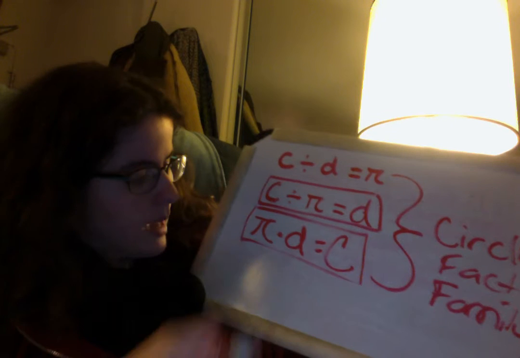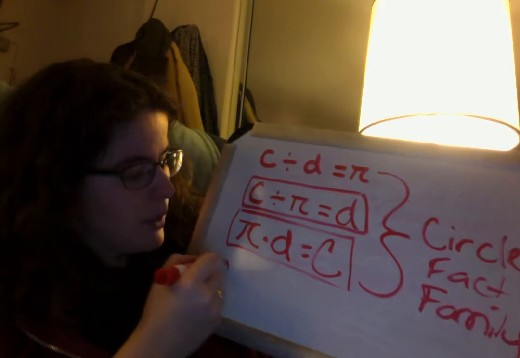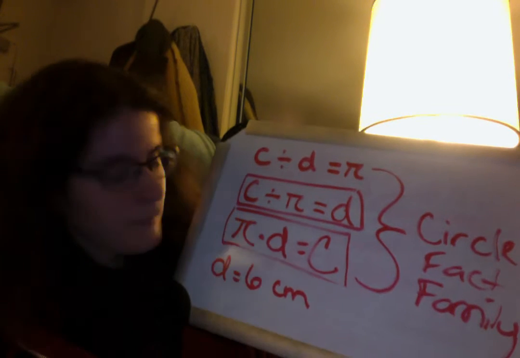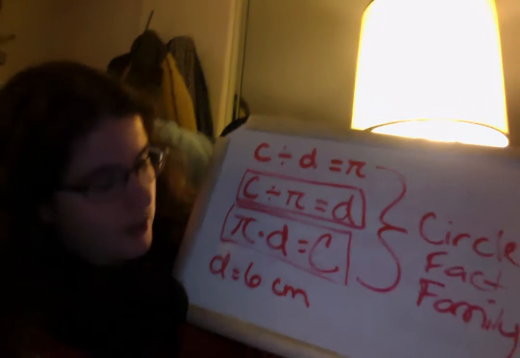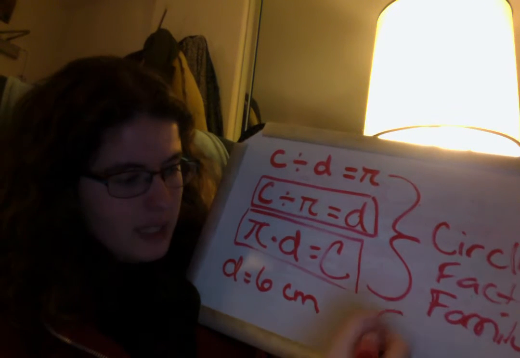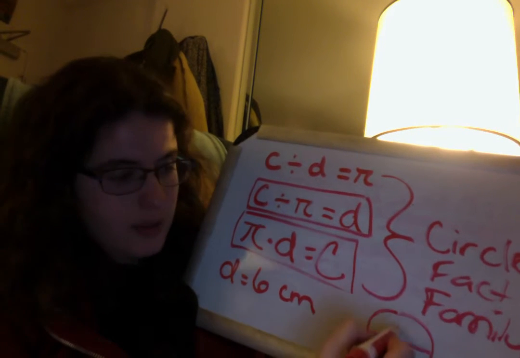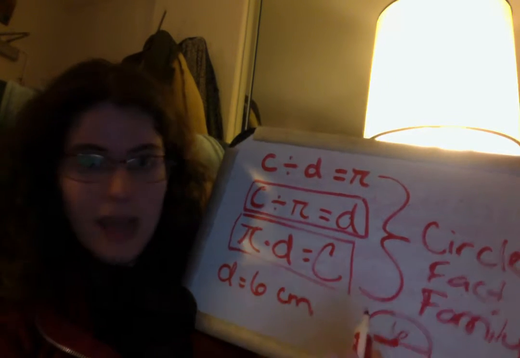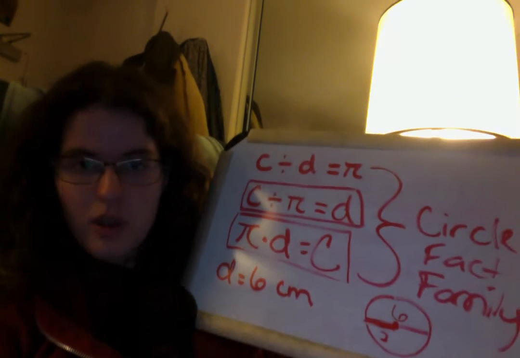If, for example, you had a diameter of 6 centimeters and you wanted to find the circumference, let's just start by finding the radius. If we know that the diameter is 6 going all the way across, then going just from the center to the outside is going to be half of that, so the radius is 3. Great.